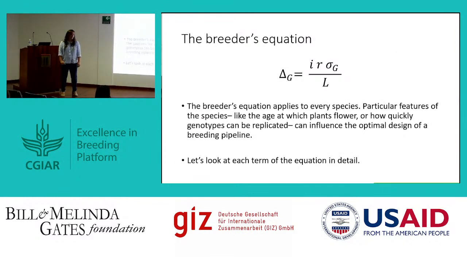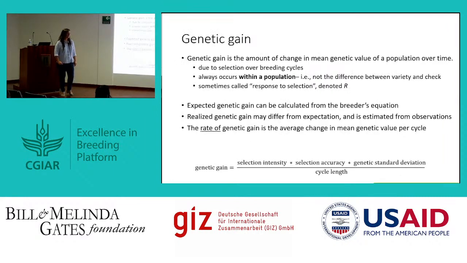Another thing to think about is that the breeder's equation really does apply to every species with a quantitative trait. There are particular features of species, like the age at which plants flower, or how quickly you can replicate or multiply your genotypes, that will influence the optimal design of your breeding pipeline. But those don't really change how quantitative traits behave at the end of the day. So let's just really quickly go through each term of the equation in detail. I know this is a refresher, so bear with me if you need to.